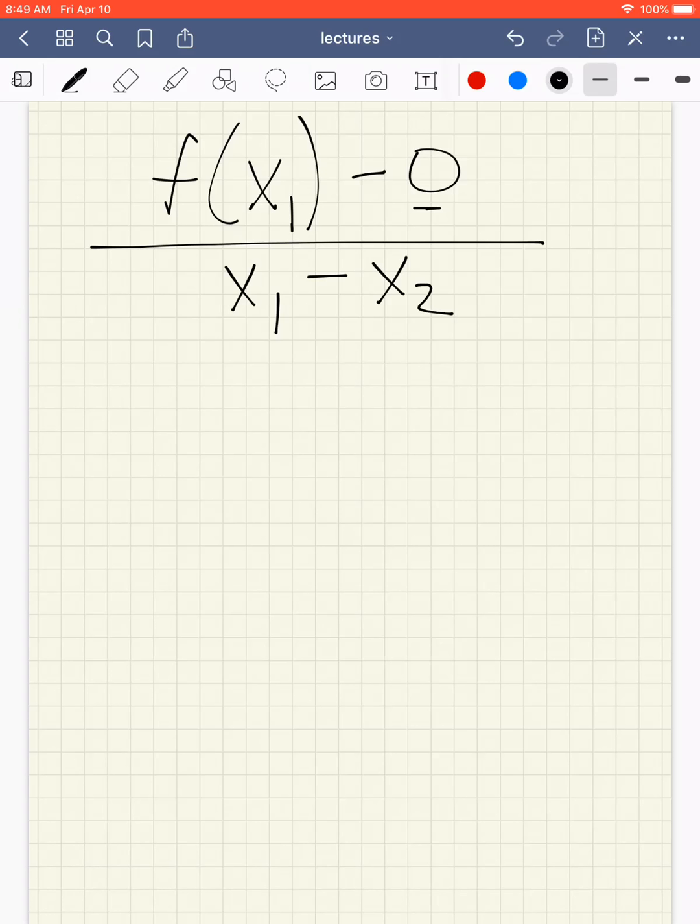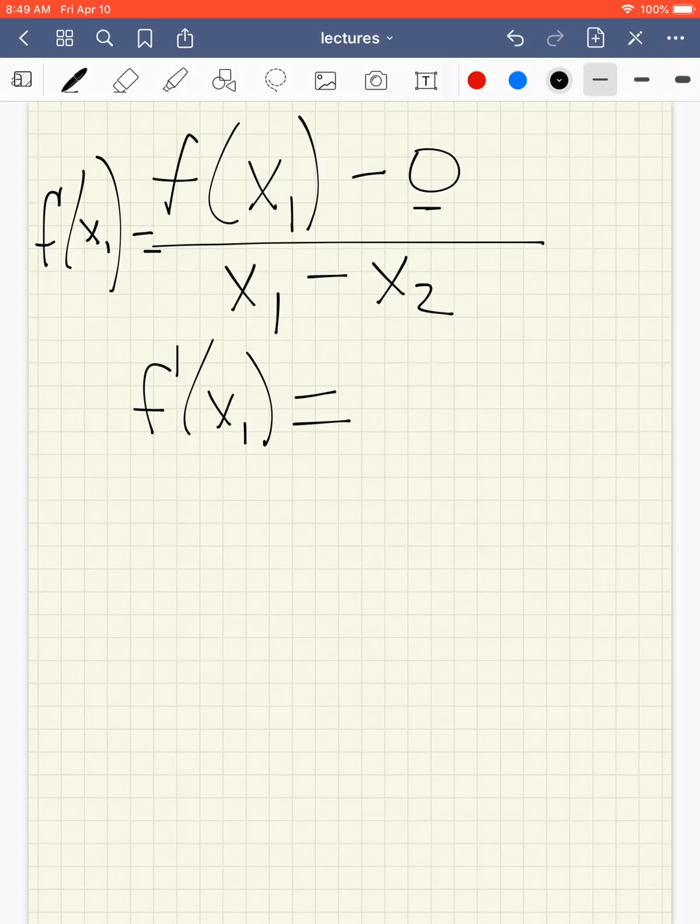So if we plug that in and we realize that that's 0, then we just end up with, oh, and this is the slope of the tangent line. So we would write that as the derivative with respect to x1. And that will simplify to f of x sub 1 over x sub 1 minus x sub 2.